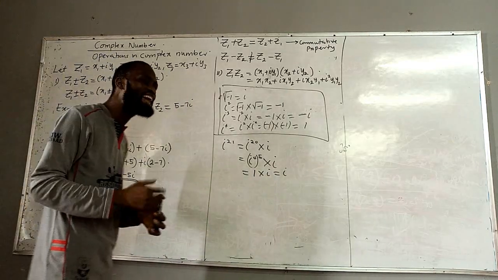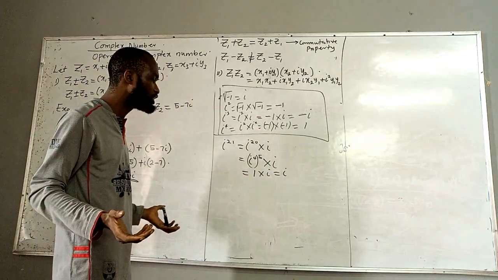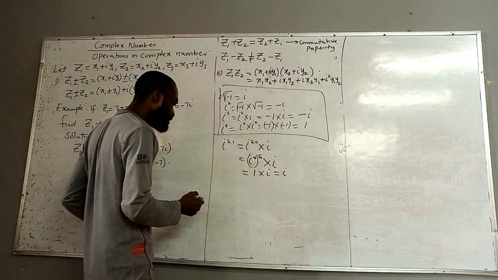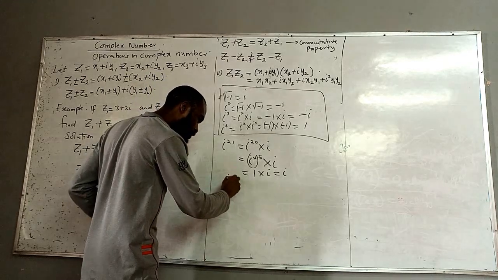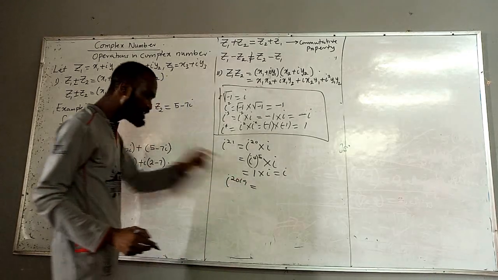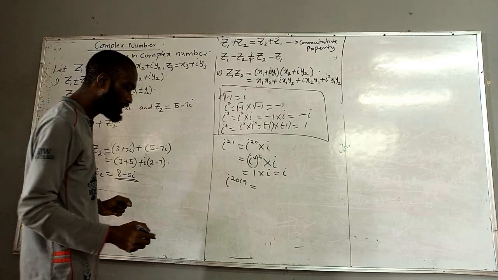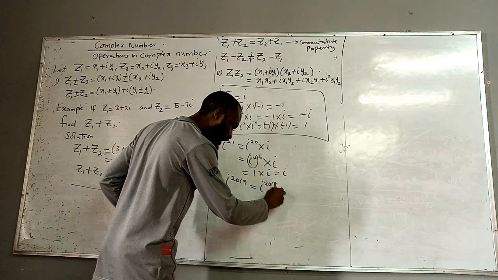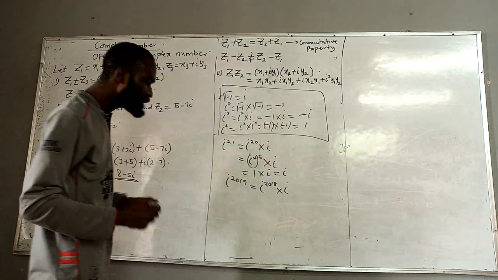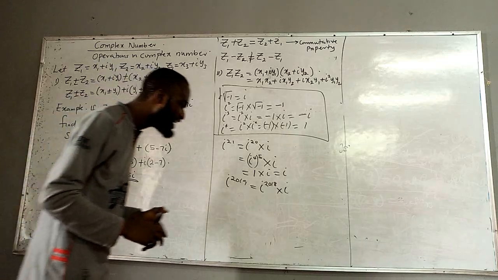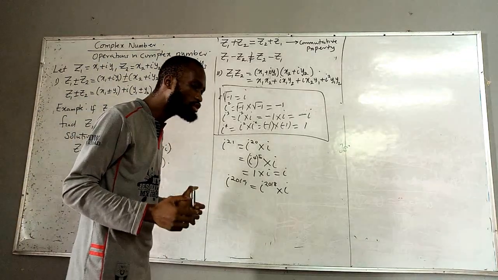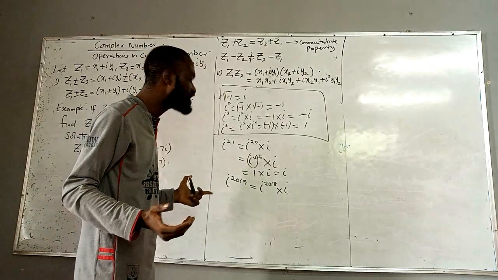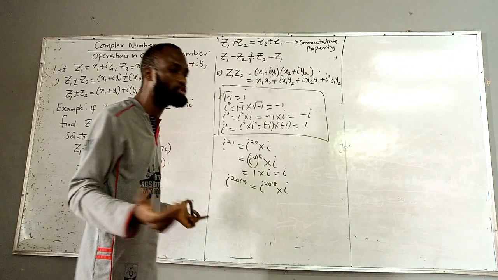If I ask you to find i raised to power your date of birth, you should be able to do it. Let's look at this. If someone is born in 2019, then i raised to power 2019 will give me what? This 2019 is an odd number, so I can split it as i raised to power 2018 times i. The question you ask yourself: can you divide 2018 by 4? If you can, then the answer is i. But if you cannot divide 2018 by 4, then it means you can divide it by 2, and the answer will be minus i.